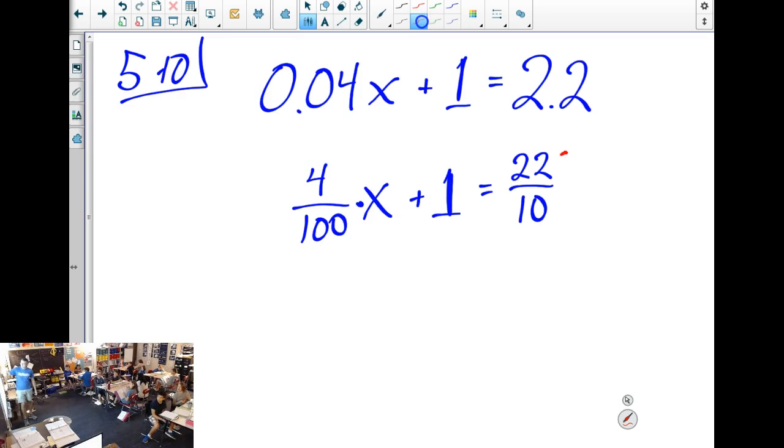I heard this idea, which is true, that then the denominators match. I'm not saying that's the right way. I just heard that idea, and it is true.